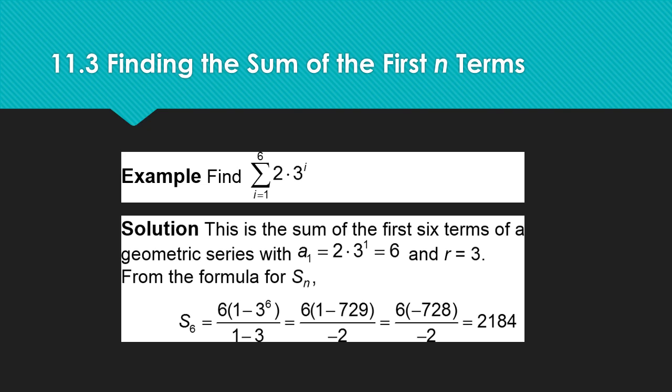Okay, using our formula, we know we're trying to find the sum of the first 6 terms because the number at the top tells us that. We know that A sub 1 is 2 times 3 to the first, and that gives us 6. We know that our common ratio is 3, just from the layout there. That's what we're multiplying by. So putting it into the formula, we get 2,184.